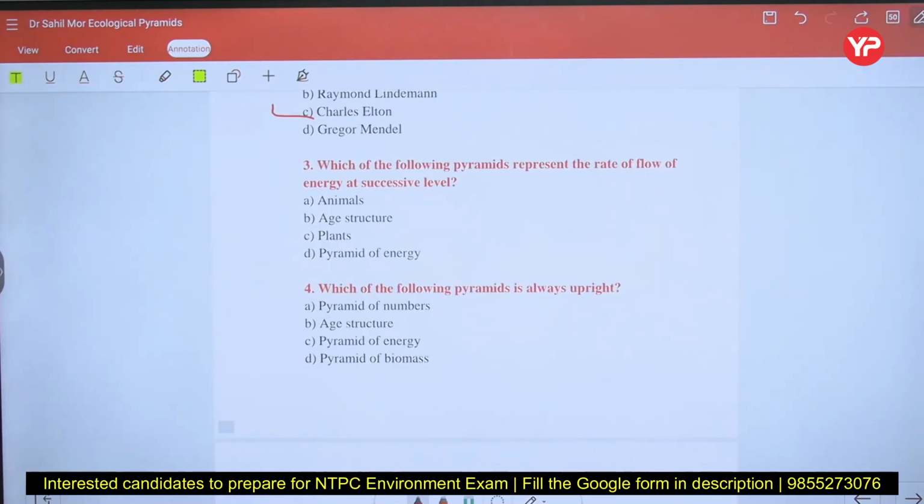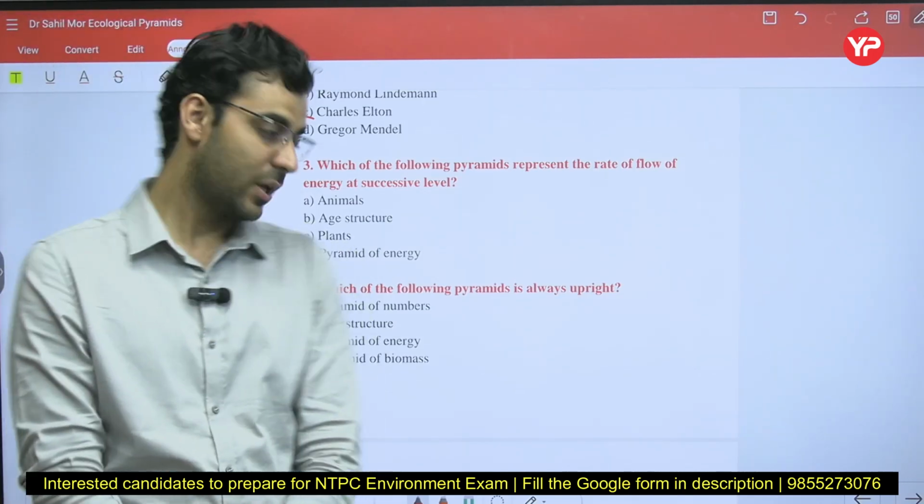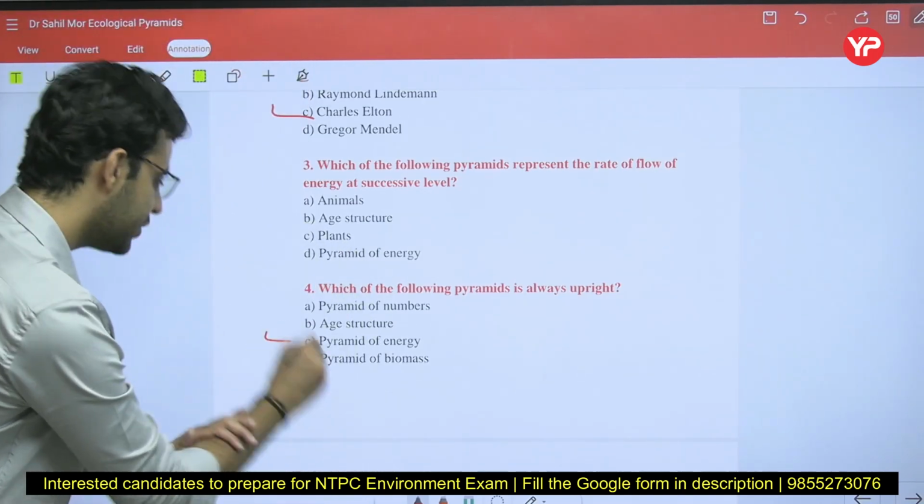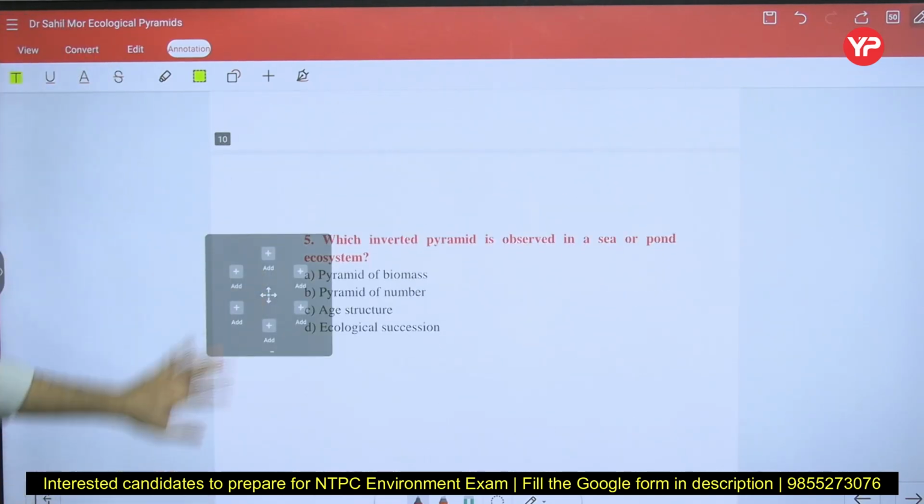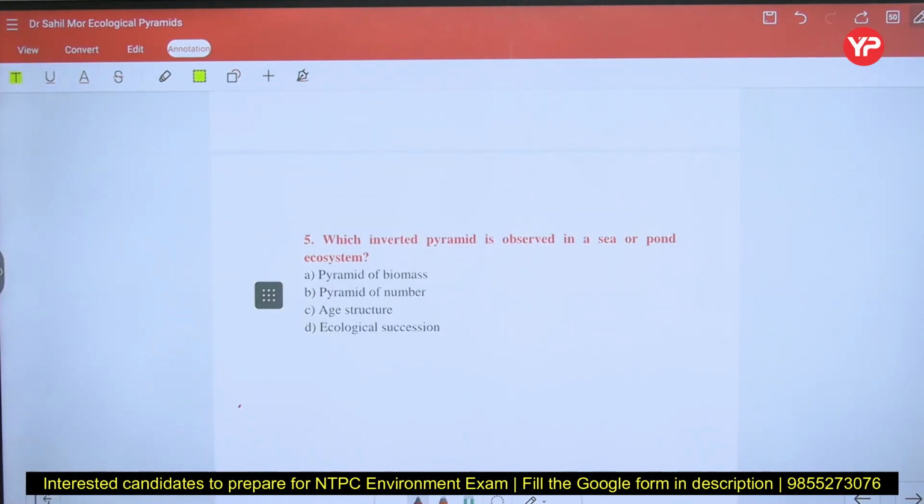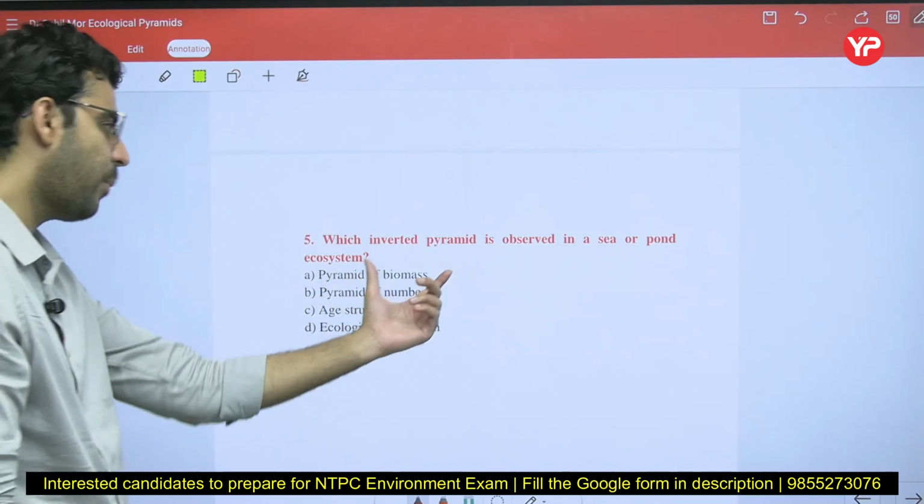Next question is, which of the following pyramids represents the rate of flow of energy at successive levels? Which of these represents the rate of flow of energy? Pyramid of energy. Okay, so the last question is, which inverted pyramid is observed in a sea or pond ecosystem? You have to tell which inverted pyramid of all these is observed in the pond ecosystem.